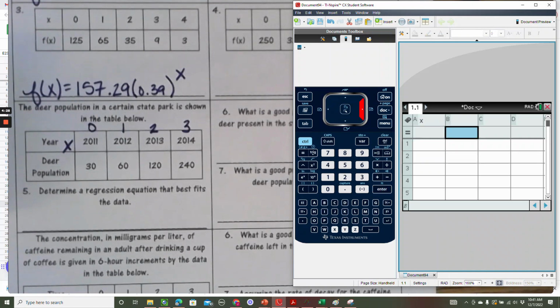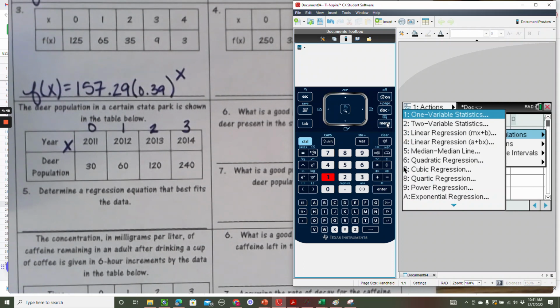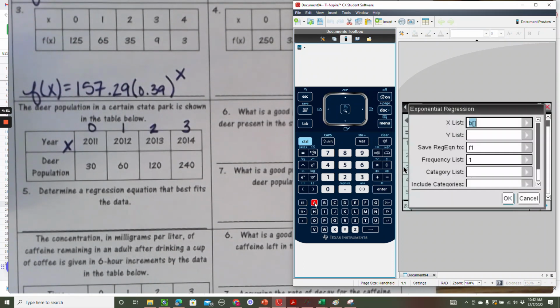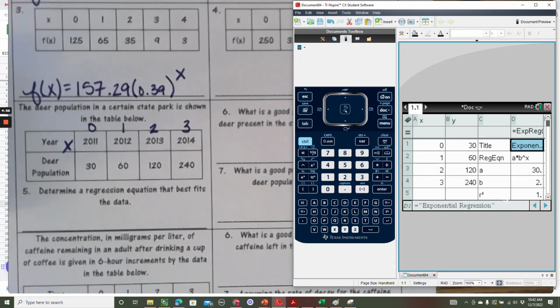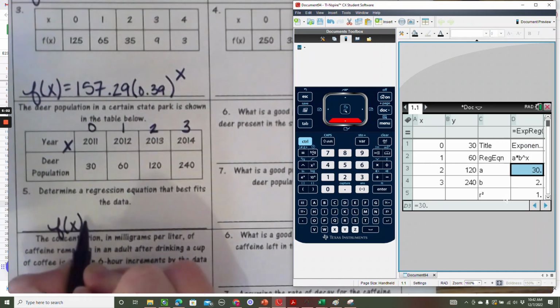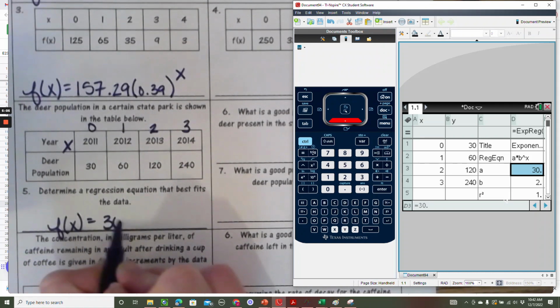Okay. So instead of the year numbers for X's, we're going to do 0, 1, 2, and 3. And then we're going to do 30, 60, 120, and 240. Menu 4, 1. And I think if you hit that A key, it'll jump to it. So this one came out nice and neat. So f of x equals 30 times 2 to the x.